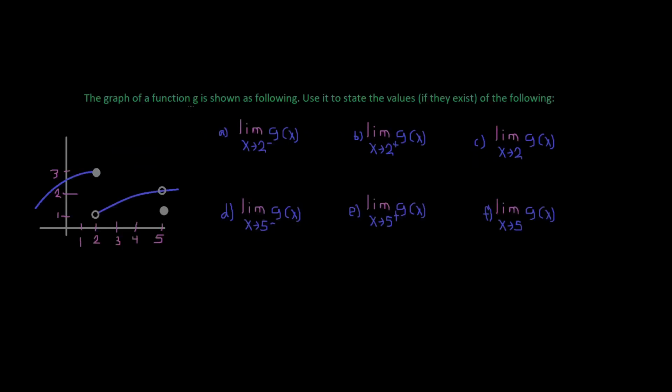Alright, the graph of the function g is shown as follows. Use it to state the values, if they exist, of the following. So we've got all these limits right here. The limit of g of x as x approaches 2 from the left-hand side. So let's see what's happening on the left-hand side. We're going that way, right?